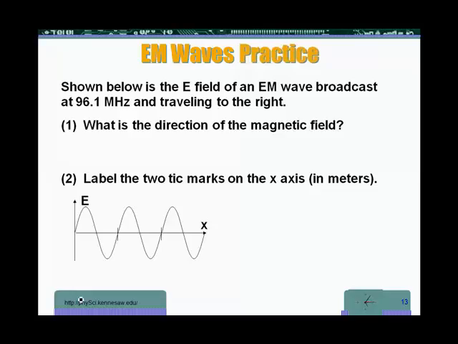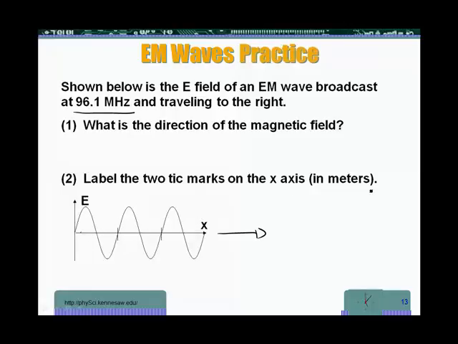Now, as a small example here, we have an electrical field of an electromagnetic wave that is broadcast at this frequency, and this is traveling to the right. First question is, what is the direction of the magnetic field? Okay, that's an easy answer. Our wave is traveling to the right. That's the direction of travel. The electrical field is up and down. The magnetic field is always perpendicular to the electric field. So this is the way the magnetic field is going to oscillate. Now, let me remove that.